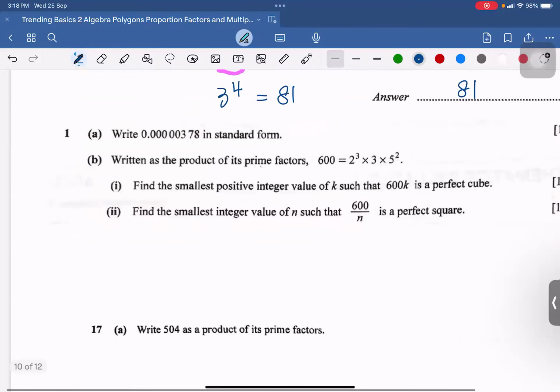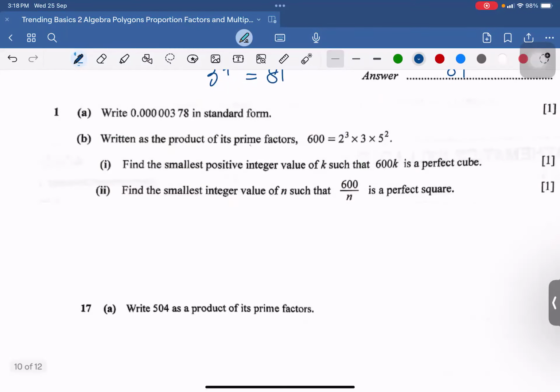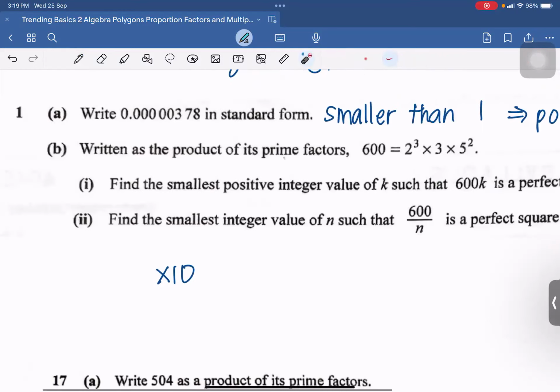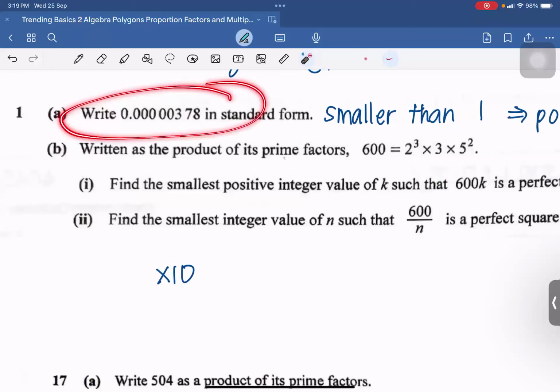First one, write the following in standard form. 0.000378. Oh, this number is already smaller than 1. If it's smaller than 1, the power must be a negative power, right? So I need to split this up into some number times 10 to the power of something. Where should I put my decimal place? 3.78. Yes, we want 3.78.